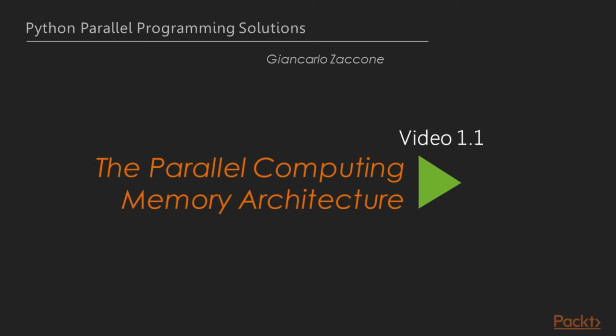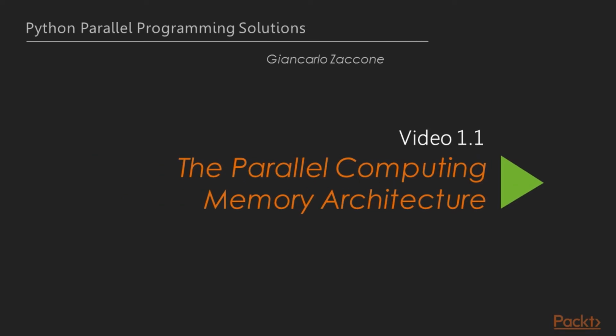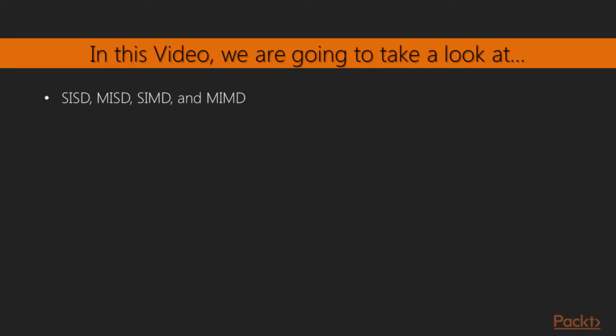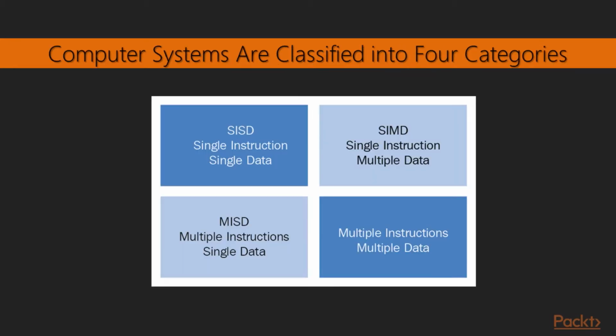So let's begin with the first video of this section, the parallel computing memory architecture. In this video, we'll learn about Flynn's taxonomy, which includes SISD, MISD, SIMD, and MIMD. We'll now take a look at the parallel computing memory architecture. Based on the number of instructions and data that can be processed simultaneously, computer systems are classified into four categories.